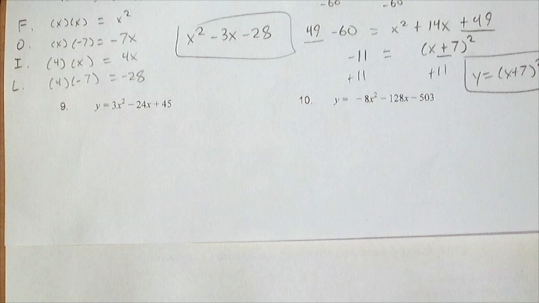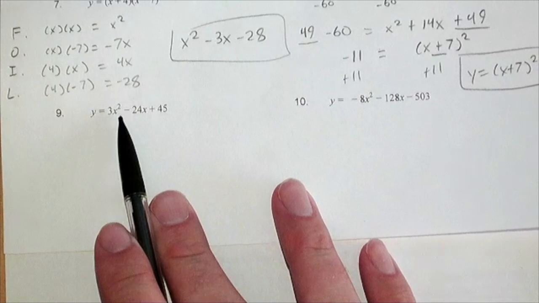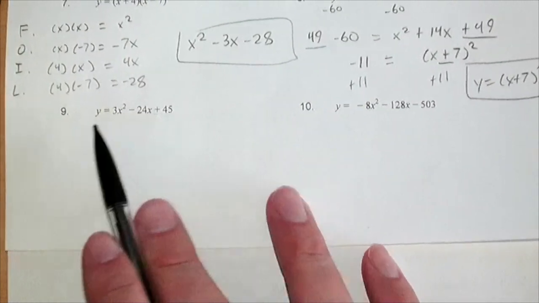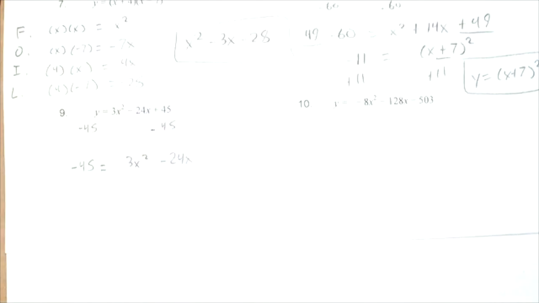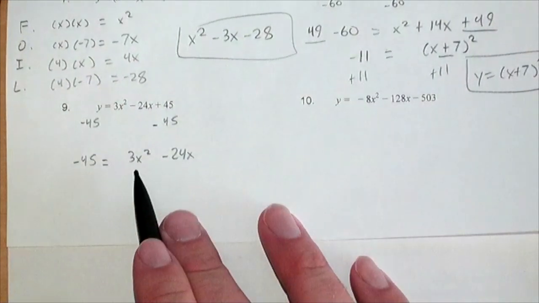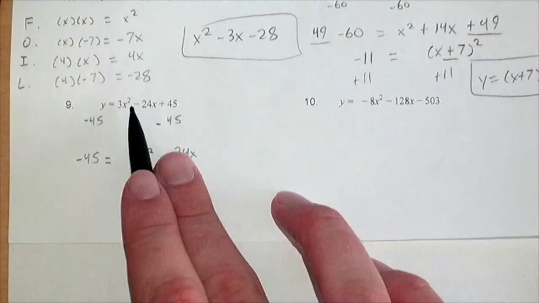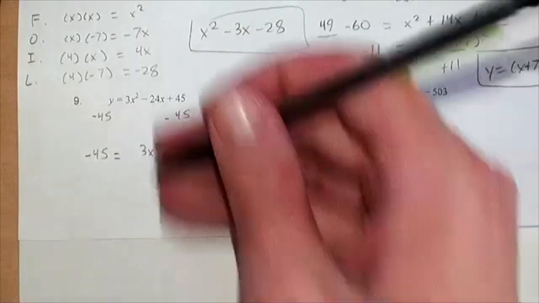Let's do 9 and 10. The last two examples, maybe the hardest. We got that leading coefficient, okay? It doesn't affect our first step, which is move over the 45 to the other side. But this step is hard, or really the next step. We're going to get rid of the 3, okay? Think of that leading number as becoming the slope of my vertex form.